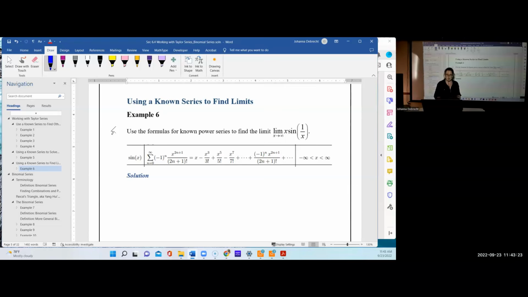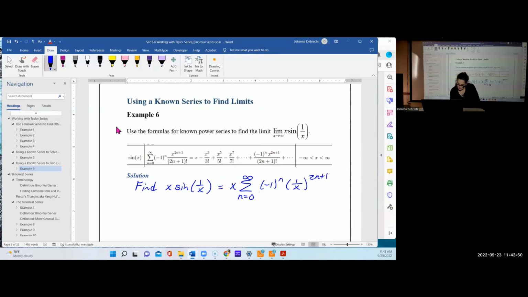So we're going to use the Maclaurin series for x sine of 1 over x. So first find the power series for x sine of 1 over x. We're going to replace x with 1 over x, and then multiply through by an x. So I have the series from 0 to infinity of -1 to the n, replace my x with 1 over x, raise it to the 2n plus 1 power over 2n plus 1 quantity factorial.